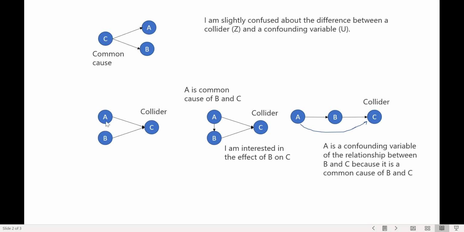Okay. Collider is this case in which we've got A and B and C, but A and B are directing their arrows to C. C is a collider because a collider is the place where two arrows collide, or the variable that is affected by two other variables, or at least two, could be more. So in this case, C is a collider. In the case above, C is a common cause.